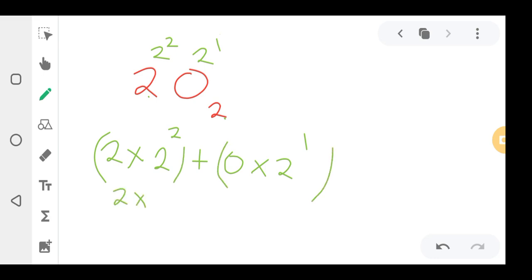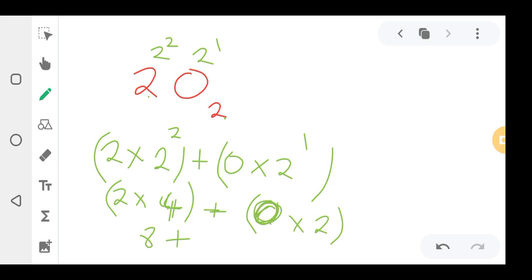So 2 times 2 to the power 1 is 4, it means 2 times 2 is 4. Plus any number times 0 is 0. Any number to the power 1 is itself, and to the power 0 it is 1. So the answer here is actually 4. So 20 base 2, when converted to base 10, is going to give me 4.